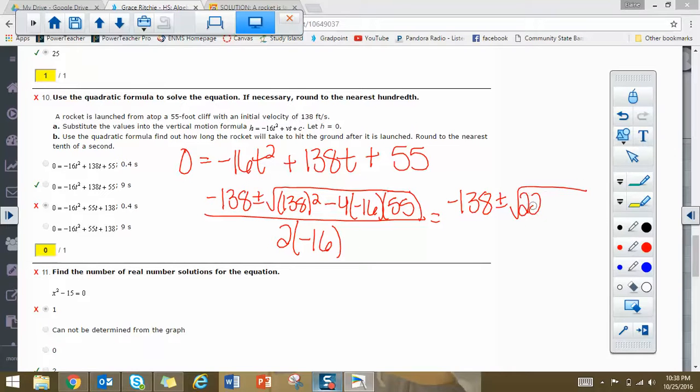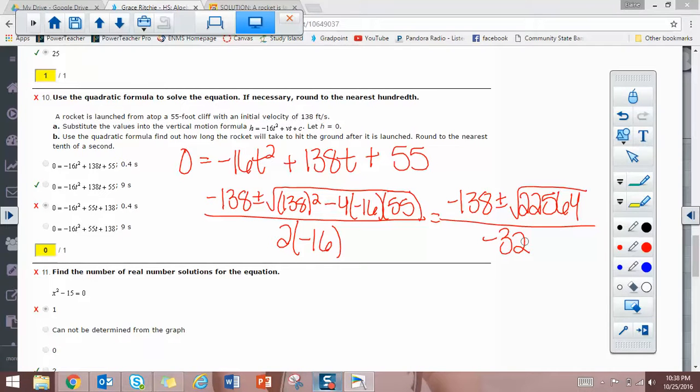That's 22,564. I'm going to divide that by negative 32. So you're going to get two answers here. One of these answers won't make any sense because it will be negative. The other answer should make sense. It should be positive. So right now you'll see our equation matches first one, second one.